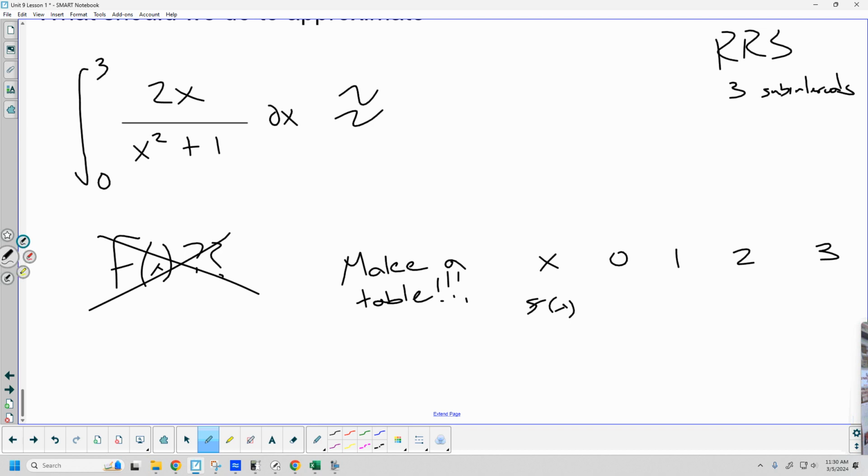Okay, cool. Yeah, so I plug in 0, I get 0. I plug in 1, I get 2 over 2, which is 1. I plug in 2, I get 4 over 5. I'm going to put 0.8. I plug in 3, which is 6 over 10. I'm going to put 0.6. That'll be easier. All right. Go.